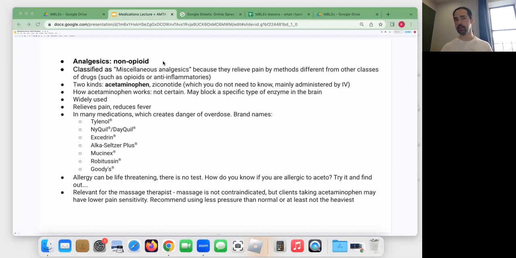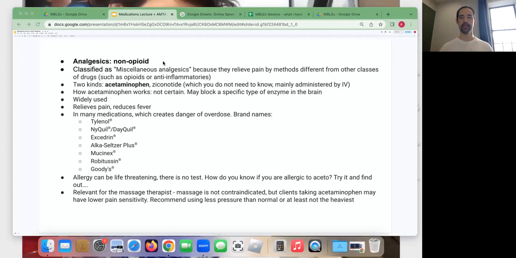So if someone comes to your clinic, or if there's a question on the MBLEx that says this person was prescribed oxycodone by their doctor for back pain, you need to take that question with more gravity than someone who is prescribed Tylenol alone, or who's taking Aleve or ibuprofen for their back pain.